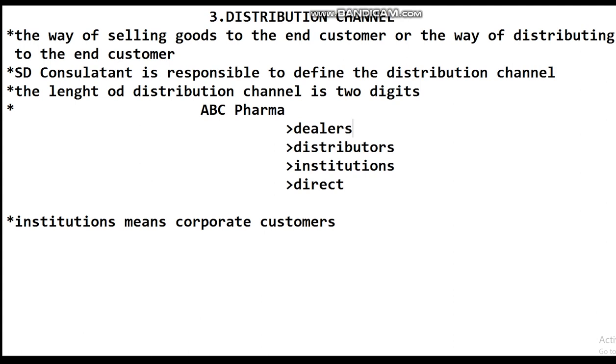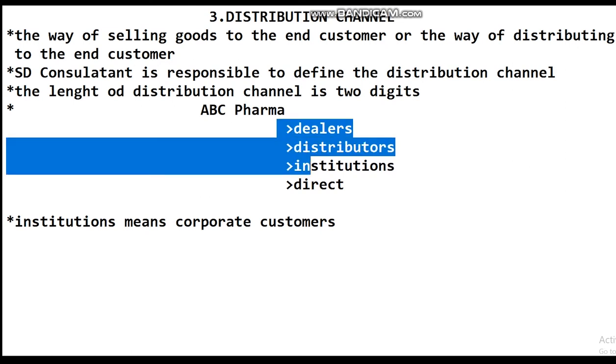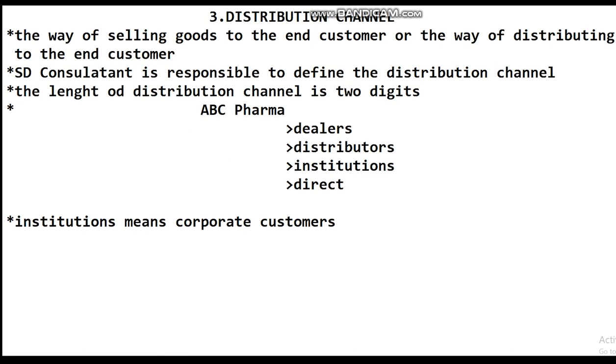So there is an ABC pharma company. They are selling their tablets to the dealers, the dealers sell the tablets to the medical shops, and we are getting them from the medical shop. This is the way of selling goods to the end customer from an ABC pharma company.